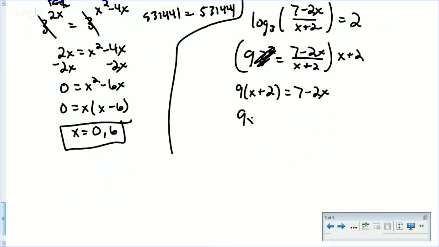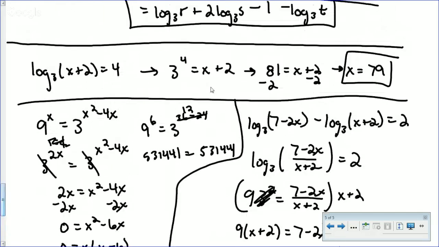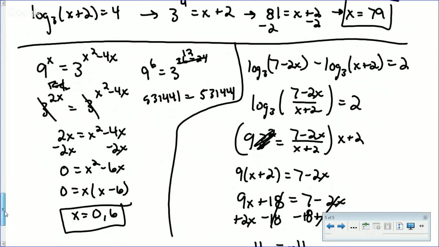And I get 9x plus 18 equals 7 minus 2x. Plus 2x on both sides, minus 18 on both sides. So I get 11x equals minus 11. X is negative 1. Again, you need to check that. So I have 7 minus 2 times negative 1, which is positive 9. And then negative 1 plus 2 is 1. So that's positive. So that's also good.